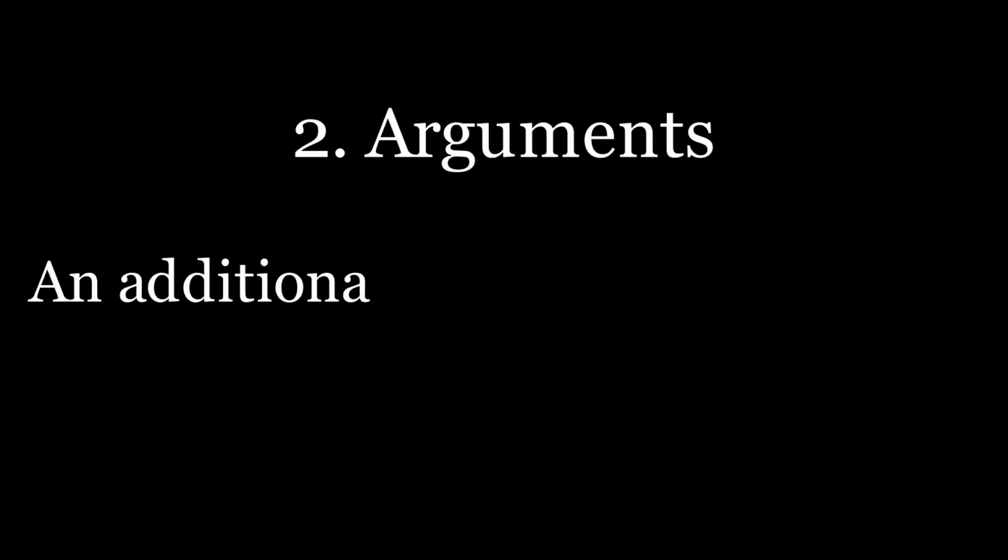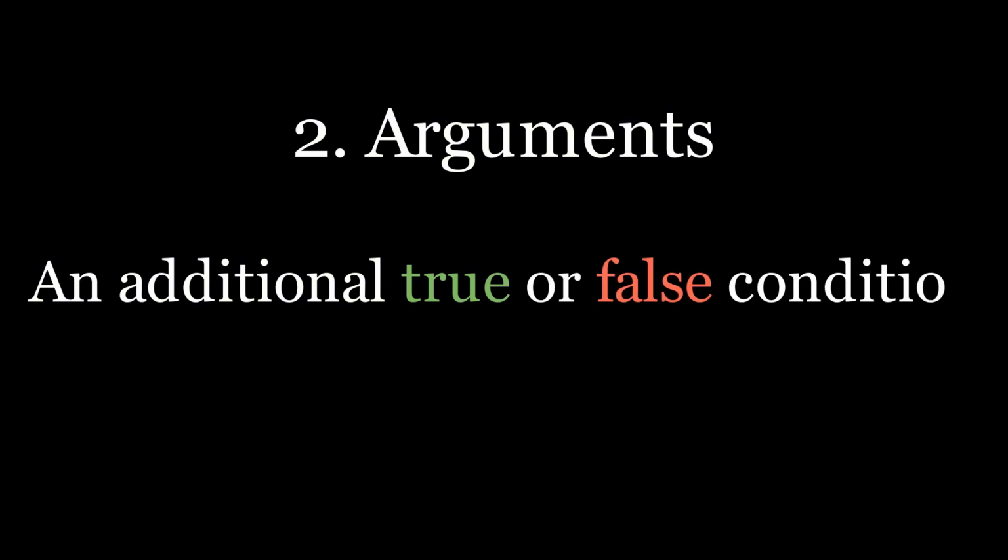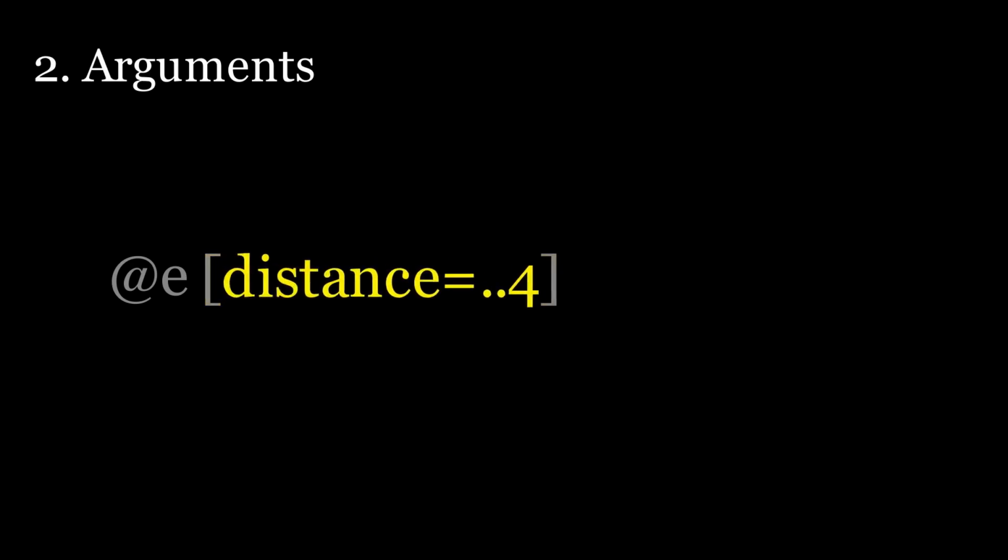A target selector can narrow down its selection even further by using what are called arguments. These are optional true or false conditions that can be added and must be satisfied for a target to be selected. If no such target exists, the command will not run. To add an argument to a target selector, put square brackets at the end, place your argument inside of those brackets, and proceed with an equal sign and whatever value it requires.